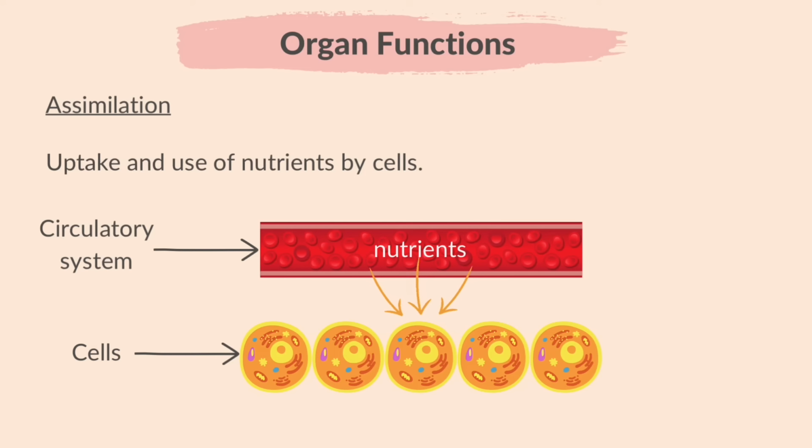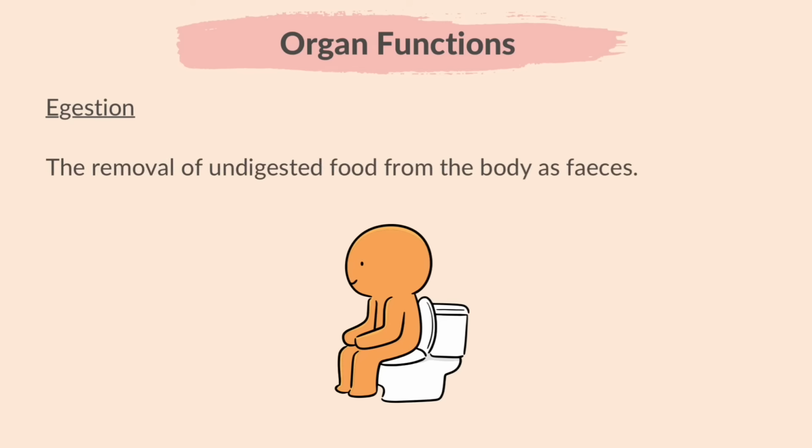Assimilation is the uptake and use of nutrients by cells. So that is, when the nutrients move from the circulatory system to the cells. And egestion is the removal of undigested food from the body as feces.